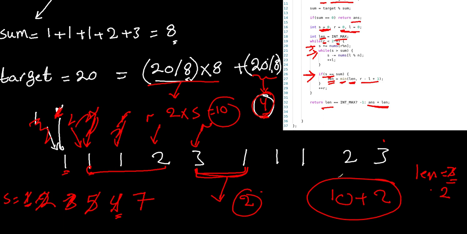What if we couldn't find a subarray that has sum equal to 4? In that case, len will be int max, and we return -1.